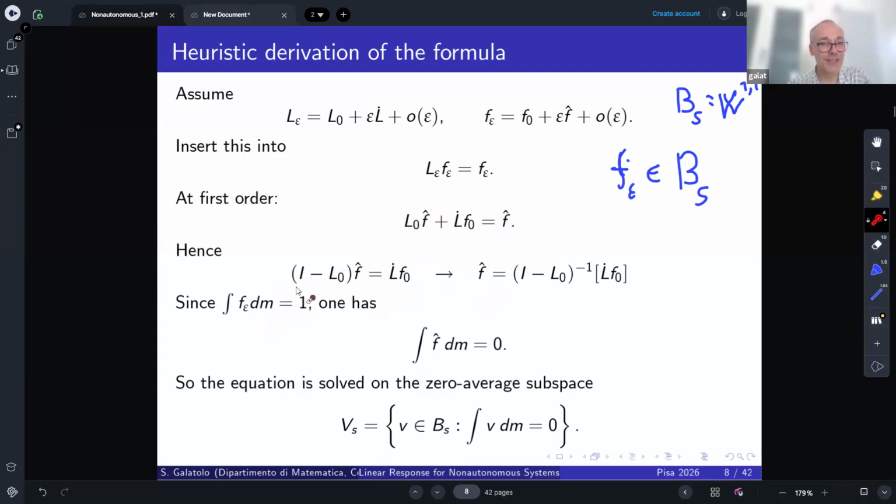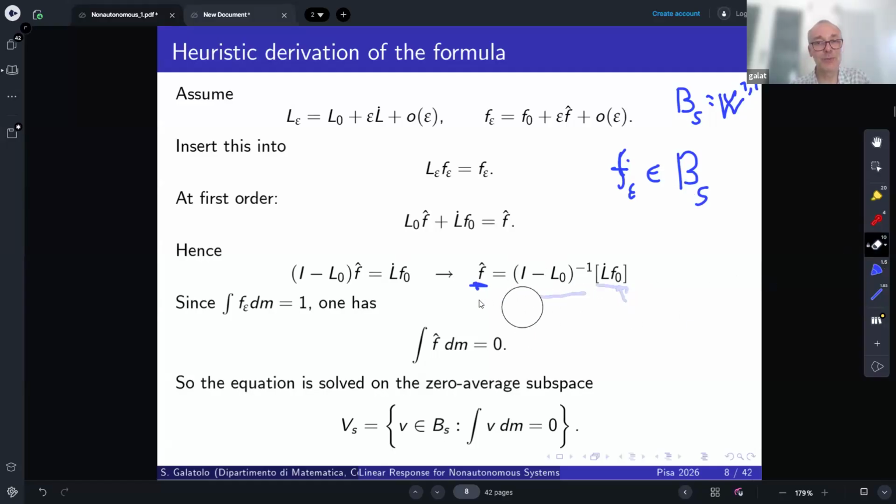Now, suppose that 1 minus L naught is invertible. You can also put this operator on the right side, and you get this formula, saying that the linear response is something like this. You take the initial invariant measure and put it in the derivative operator. This will tell you how the initial measure will change when you apply the change. Then you put this in this operator, which is called the resolvent of L naught in 1. And the result will be the first order change for the invariant measure.